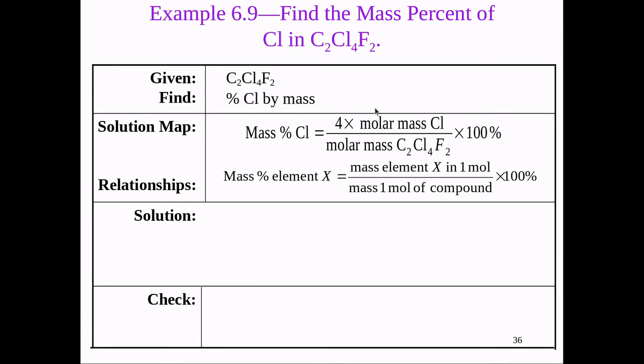And this is where I hope you guys can see the connection to what we were doing before. So our mass percent chlorine is going to be 4, because we know that there's 4 moles of chlorine for every 1 mole of C2Cl4F2, times its molar mass. This is some of the math that we did before, divided by the molar mass of 1 whole unit of C2Cl4F2, which is ultimately what we would get if we just took the last 3 conversion factors from the previous problems and multiplied them together.